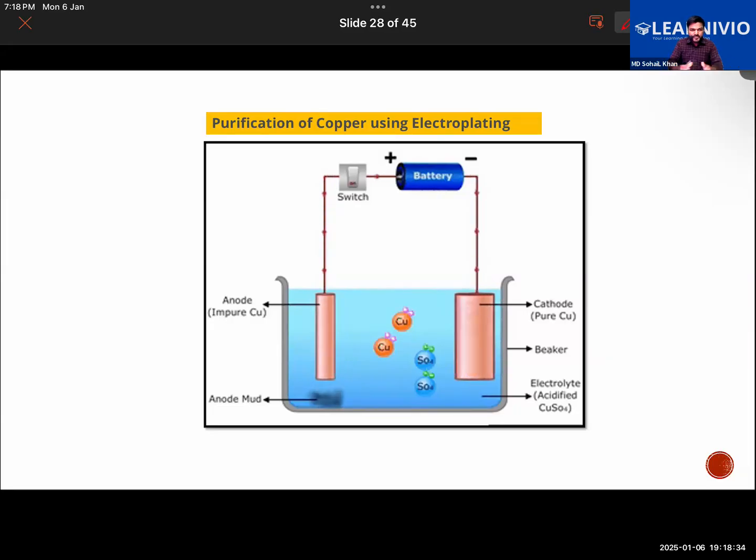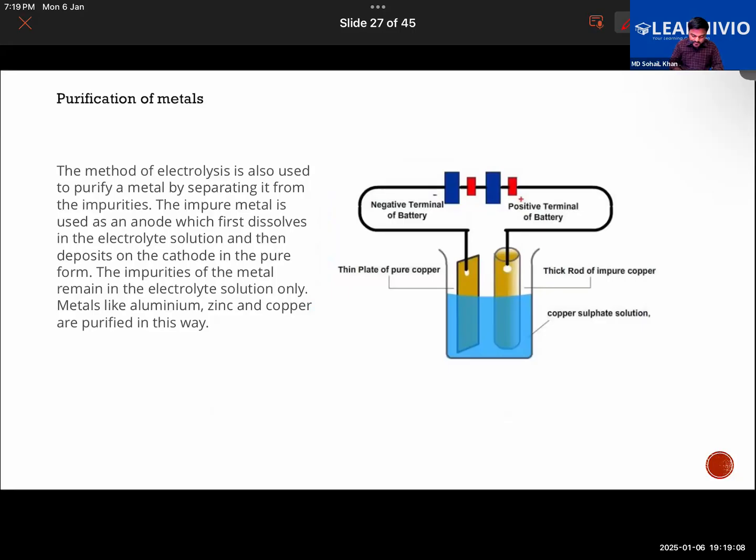Getting it? So let us understand some of the important things here. The impure metal is used as an anode here. Always keep this in mind that the impure metal will always be made an anode by connecting it to the positive terminal, as you can see in this case. Then obviously the other one will be made a cathode. For the cathode, we'll be taking a thin plate of pure copper, over which all the copper would be deposited from the other rod.